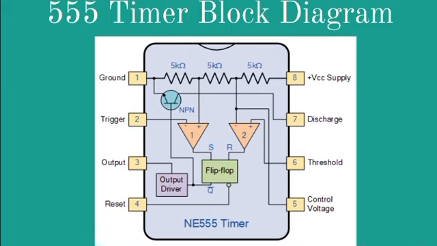So next we have pin number 3, that is the output terminal. Here the output of the timer is available at this pin. There are two ways in which a load can be connected to the output terminal. One way is connected between the output pin, that is pin 3, and the ground pin, that is pin 1, or between pin 3 and the supply pin, that is pin 8.